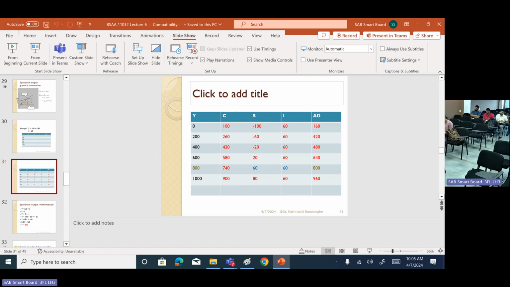So once we reach the full employment level, what happens? We are using the capacity fully. Until that point, we can raise the aggregate demand and raise the income, right? But after that, what happens? Even though we raise the aggregate demand, income does not change, right?